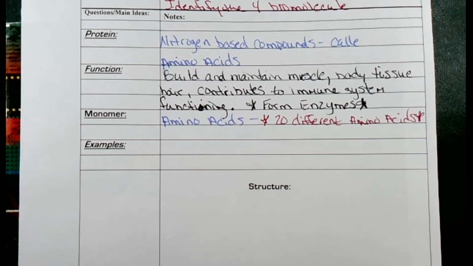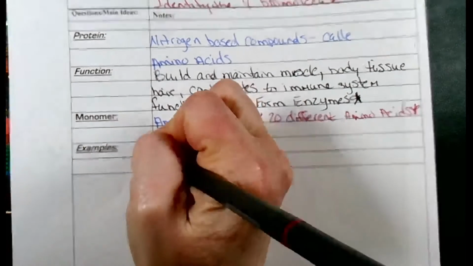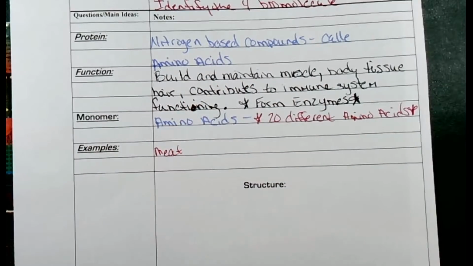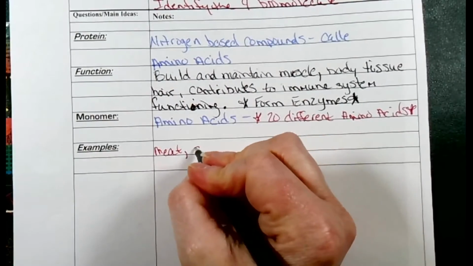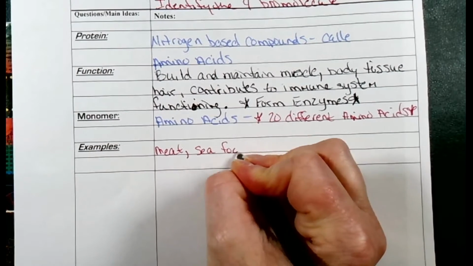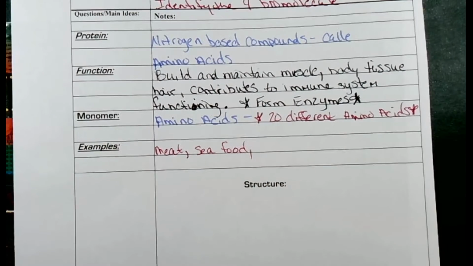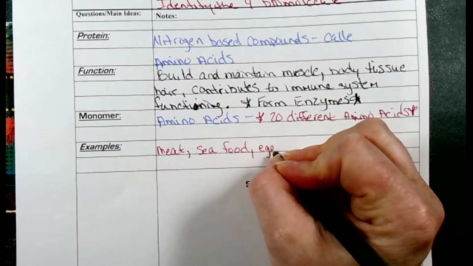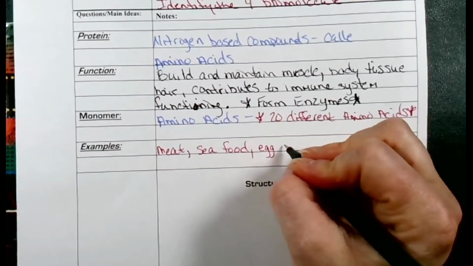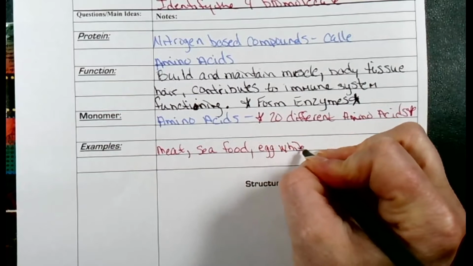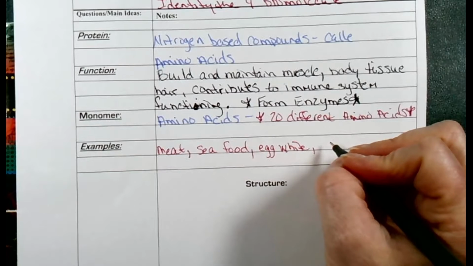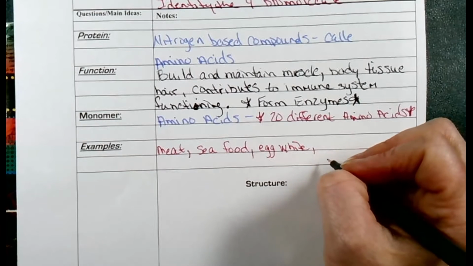So for some examples that you may list on your test is meat, whether it's beef, pork, chicken. You have seafood, whether it's crab, lobster, shrimp, crawfish, different types of seafood. You have egg whites, not the egg yolk, the yellow part, but the egg white. The clear stuff that comes out of the egg when you crack it, and then it turns white when you cook it. That is all protein. There's no fat in it, and there's no carbs.